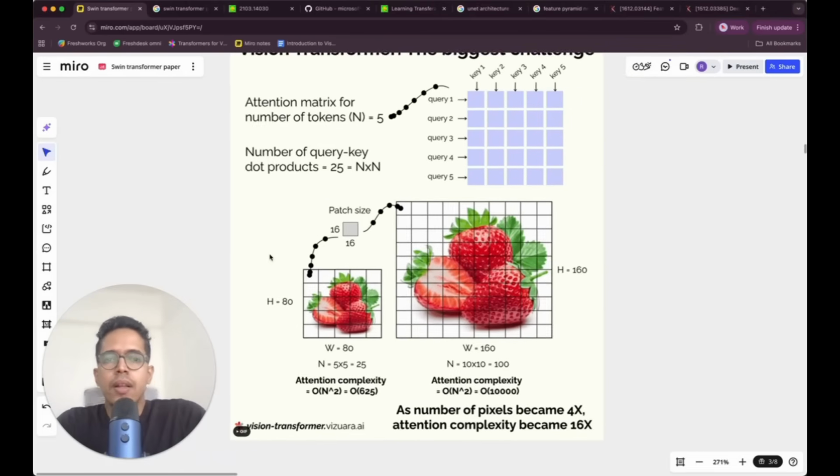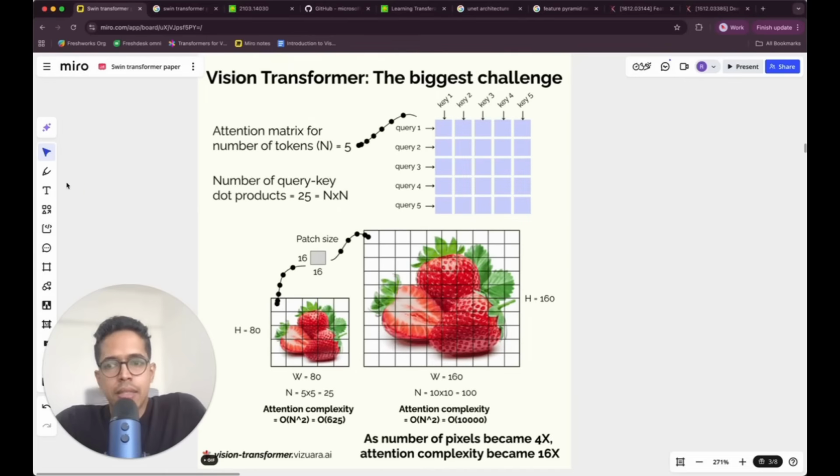So if we have n tokens, whether it's an image or whether it's text, you will have n queries and n keys, right? Because it's self-attention. So now the attention weights matrix will be n by n. If you have 5 tokens, you will have 5 queries and 5 keys. So how many query key pairs do you have? 5 times 5, 25. So if you have n tokens, the computational complexity of your attention score matrix will be n square. And then you take softmax of this and take a dot product with value. But let's talk about the attention scores themselves.